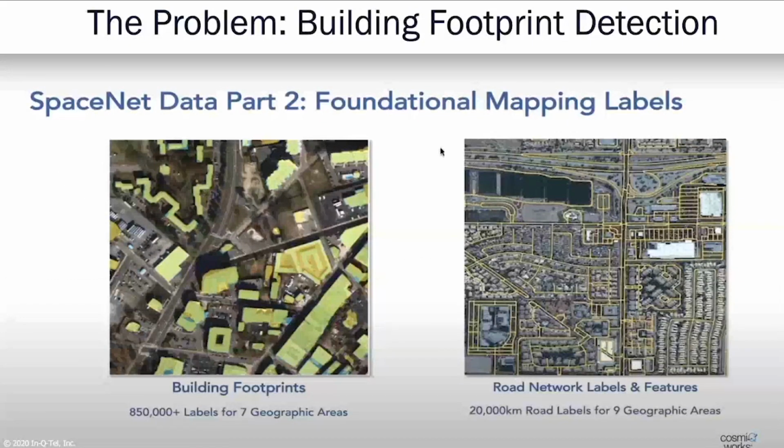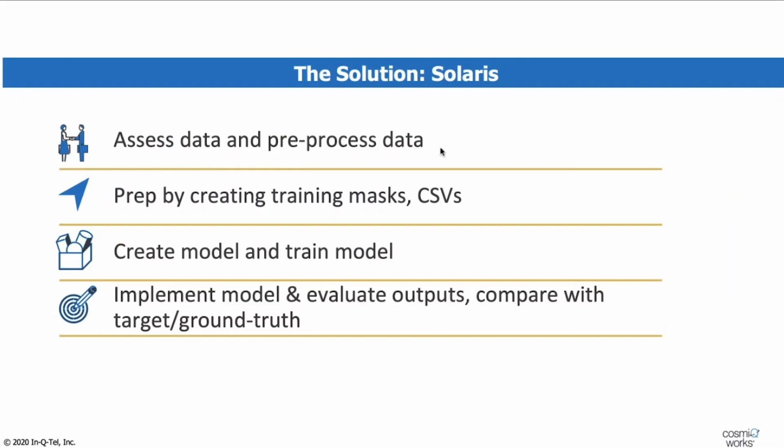So the problem is building footprint detection, which, as you can see on the left, is basically that we're given satellite images, overhead imagery, and we need to extract building footprint labels. With over 850,000 labels for 7 geographical areas or regions, we'll be focusing on the Paris dataset of the 4 cities that were aforementioned.